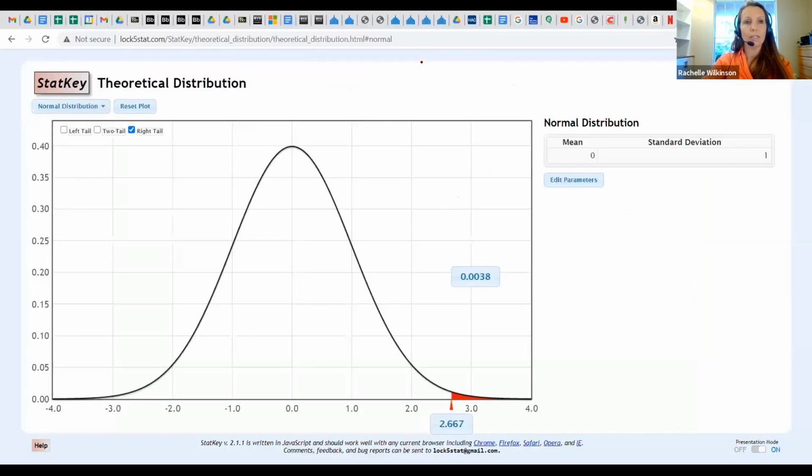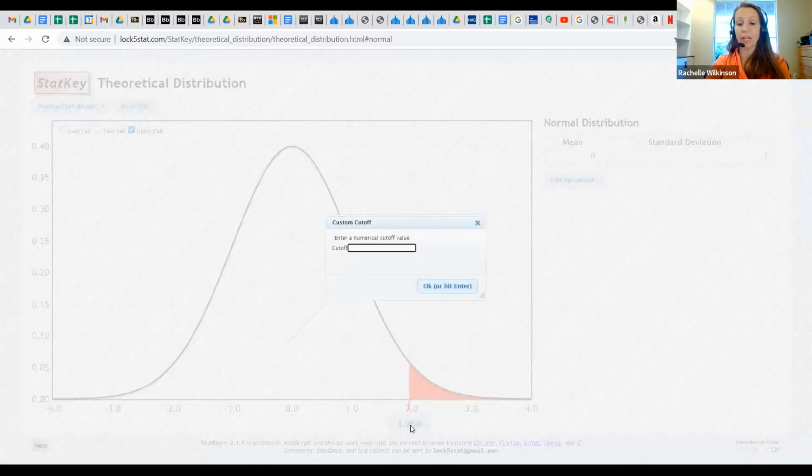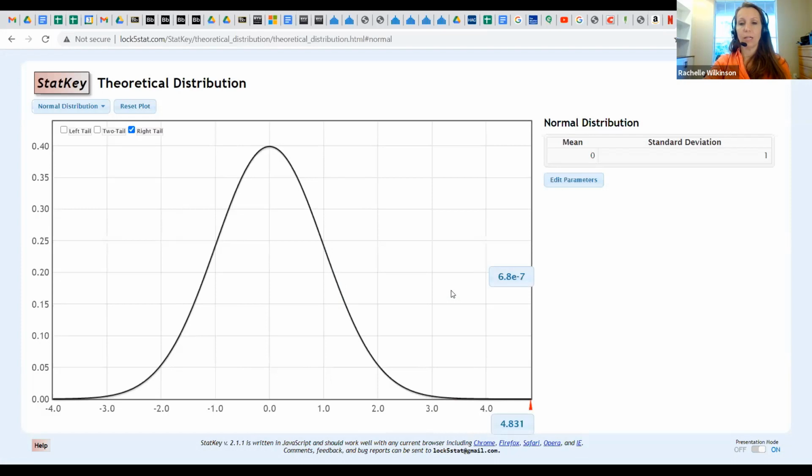So back here in StatKey, I'm going to reset my plot. Because my alternative hypothesis said greater than, I'm going to click on right tail. Down at the bottom, I'm going to put in my test statistic, which was 4.831, and click on OK. What we're looking for is all the area that is more extreme than 4.831. You can tell by my picture here, there's practically nothing out there.